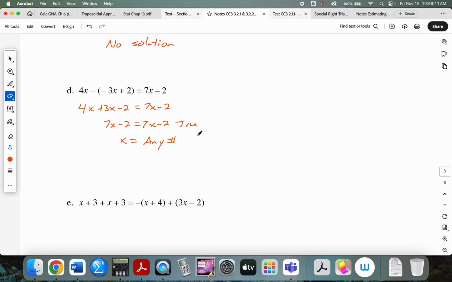These are minus parentheses, the opposite of what's in the parentheses. So it's plus 3x. Oh, it's the minus 2. Opposite. Yeah, so it's going to be plus 3x minus 2.